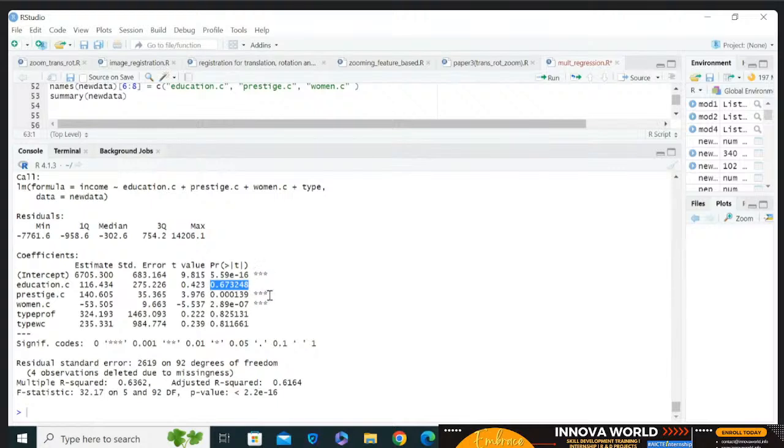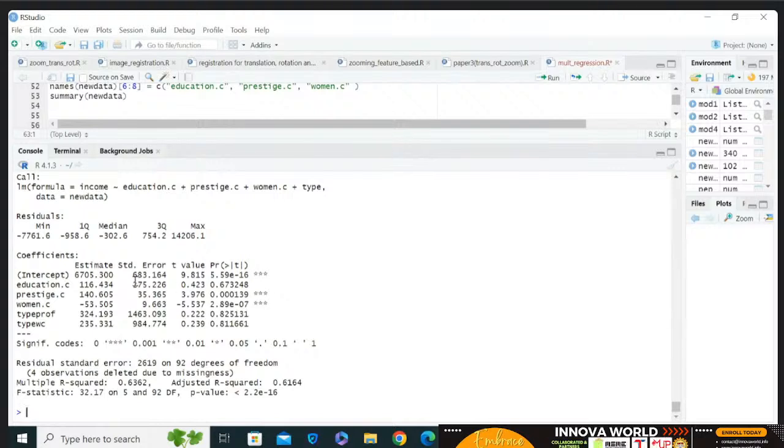Okay, R has already given these stars here, so from here you can also understand which is significant for our model and which is not. If your p-value is very small, that means it is significant for your model. If the p-value is very small, that means you are rejecting the null hypothesis. That means this thing is not equal to 0, right?